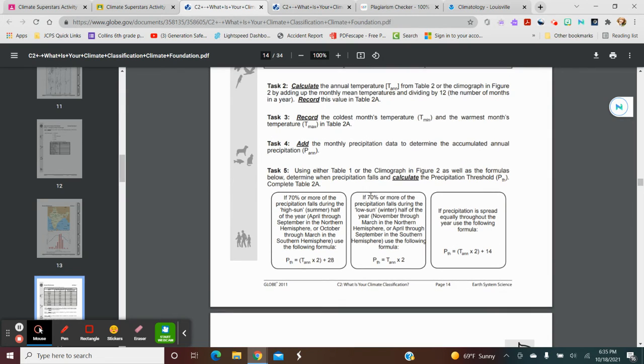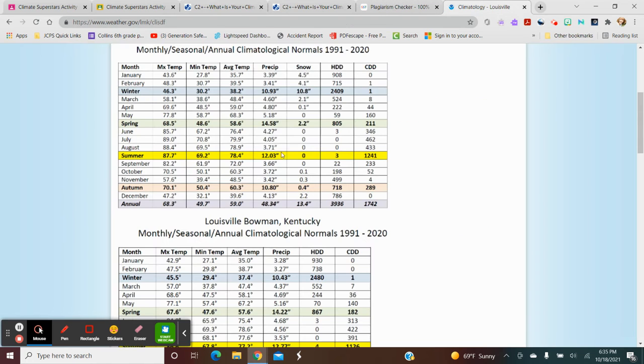So then I'm going to come down, and it's going to tell you, calculate the annual temperature from the figure by adding the monthly mean temperatures and divide. I've already got an average temperature, so I don't have to add them all up. I've got an annual temperature, 68.3 degrees, 49.7 degrees. And some of you have used terms like, it's hot, it's cold, it's really foggy, it's really windy. You have to have data to back it up. If there's no data, it's just sentences. I could say that it's very green here, and it would mean absolutely nothing.